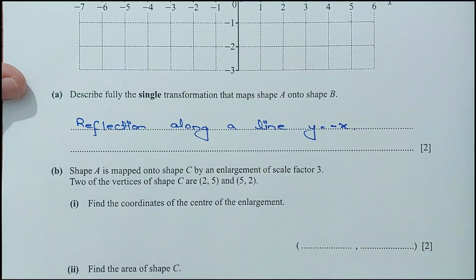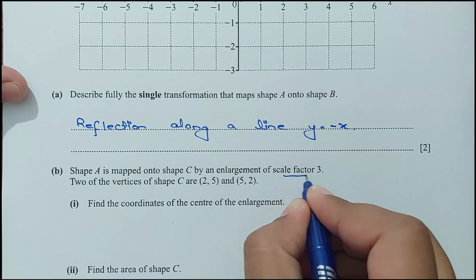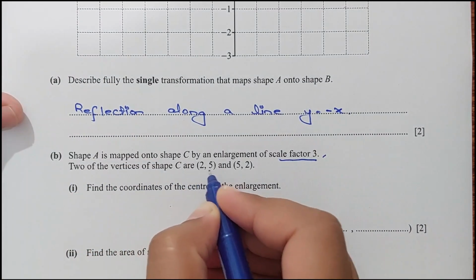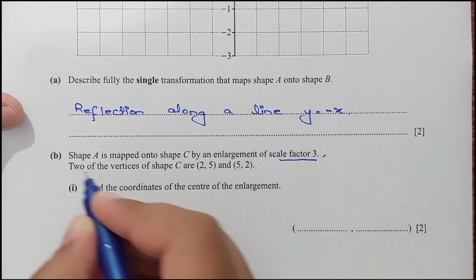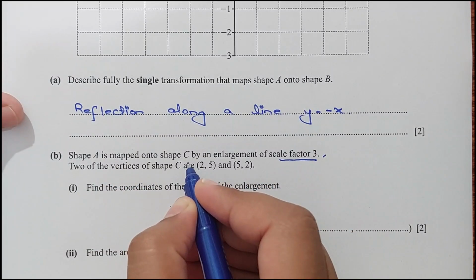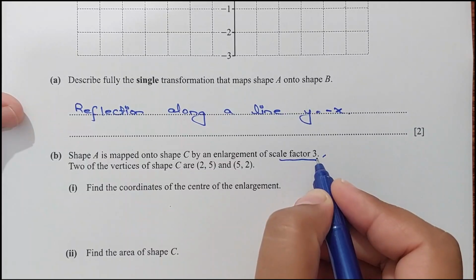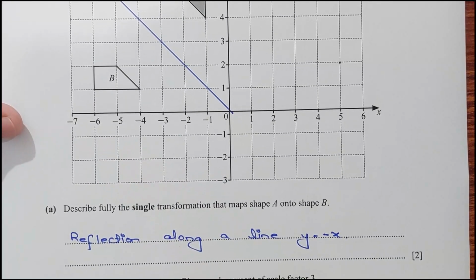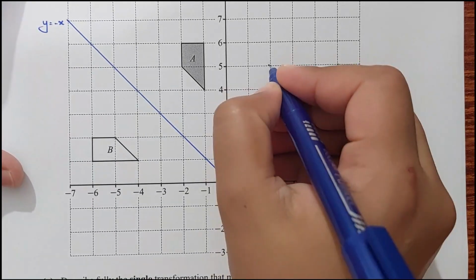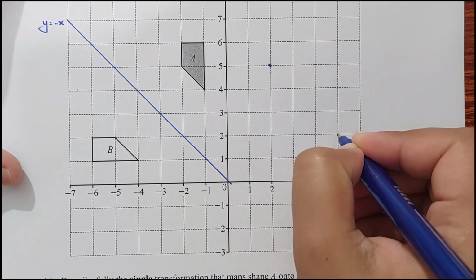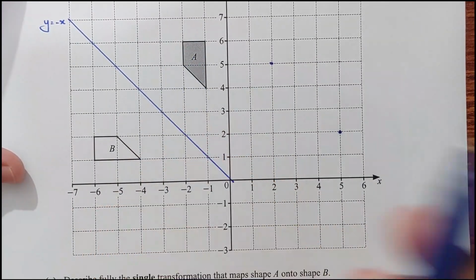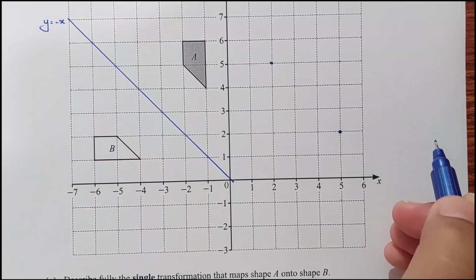Now for part B, shape A is mapped onto shape C by an enlargement by scale factor of 3. Two of the vertices of shape C are 2, 5 and 5, 2. Let me label 2, 5. 2, 5 is this vertex and 5, 2 is this vertex. Shape A has 4 vertices, and we have been given 2 vertices with the scale factor of 3.